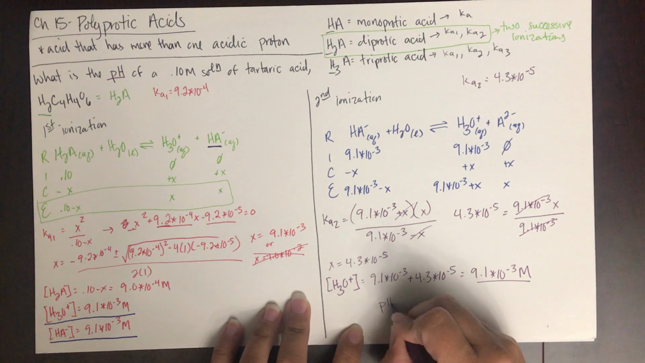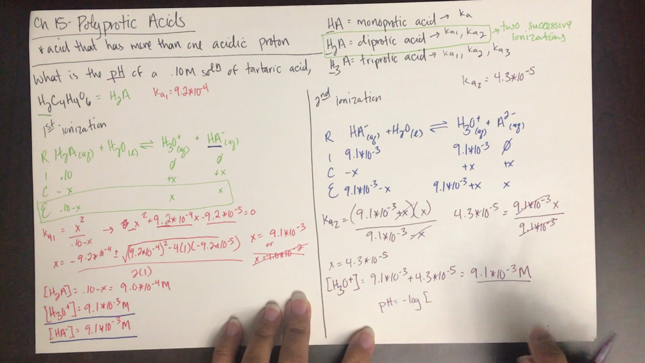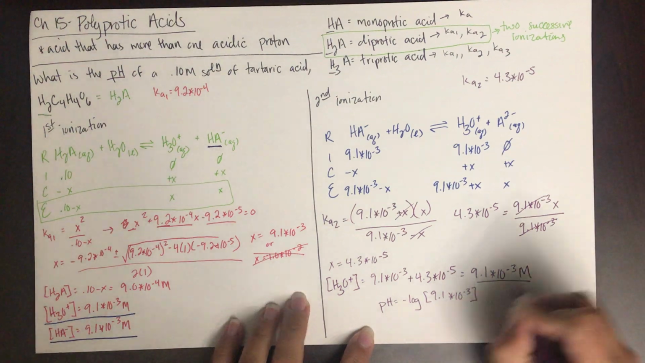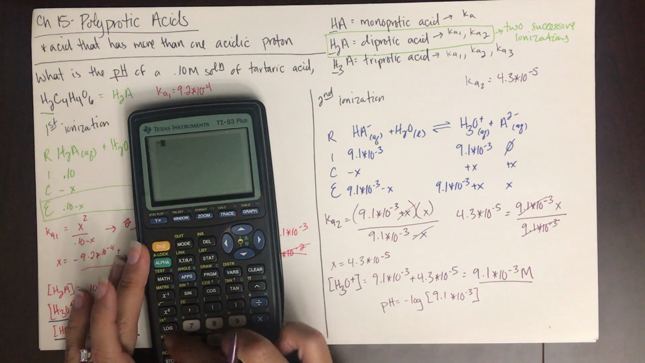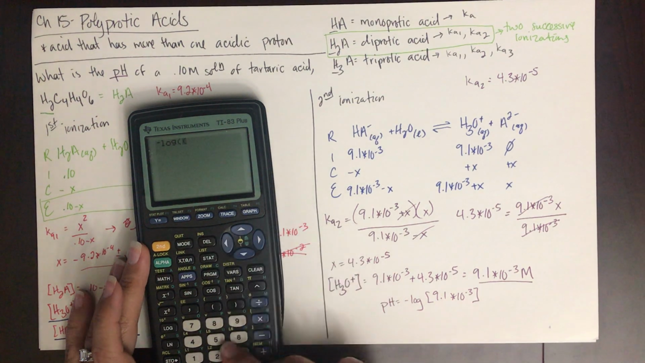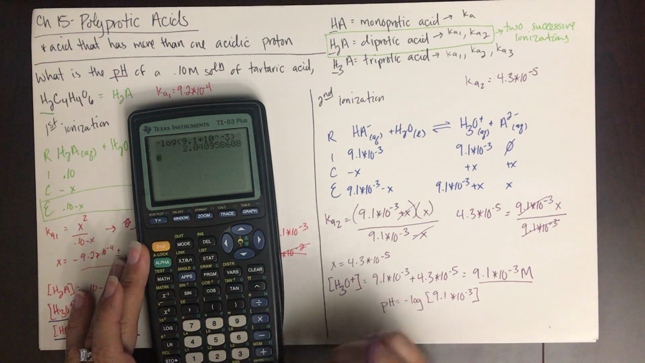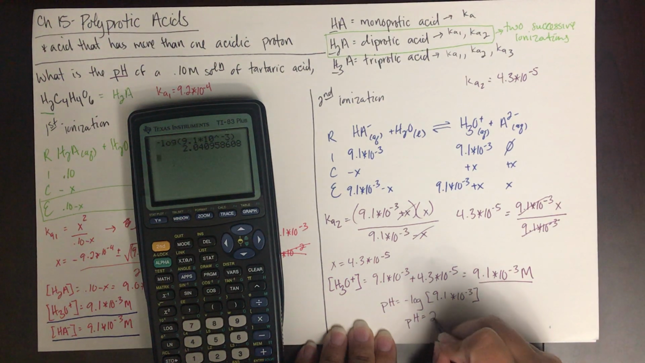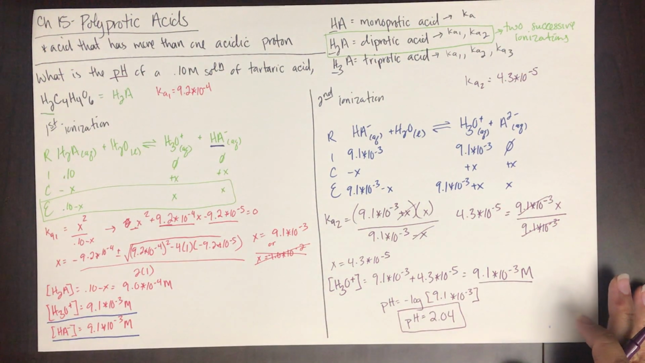So we'll say pH equals the negative log of the hydronium ion concentration after both ionizations, which is this, 9.1 times 10 to the negative third. It's two significant figures, so my pH should have two decimal places. Negative log of 9.1 times 10 to the negative third. pH equals 2.04. So that is the pH of this diprotic acid.